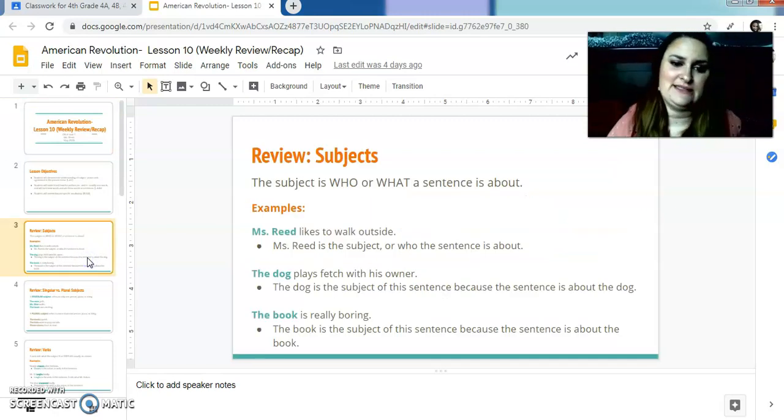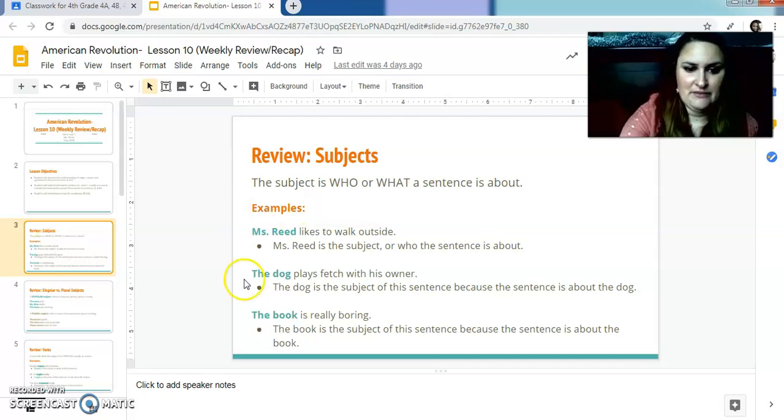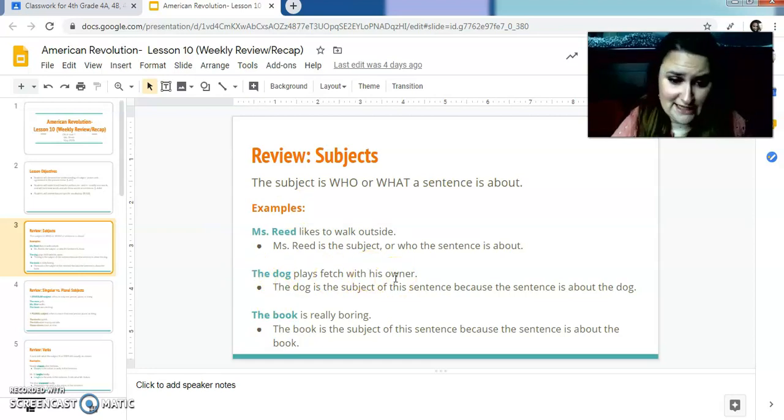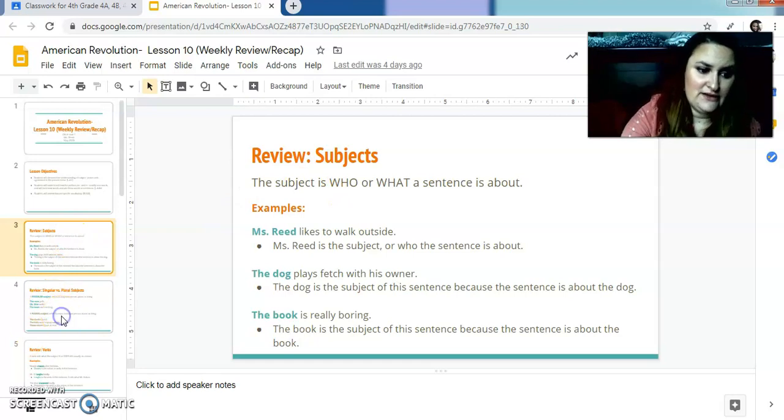Remember, subjects are the who or what a sentence is about. These are all different examples of different subjects in different sentences. Miss Reed, she's the who or what. The dog, the book. I want to point out this one too. The dog plays fetch with his owner. In this sentence, the dog is the subject because the dog is the who or what that is doing something. The owner is in that sentence and he's a noun, but don't get confused, because the owner is not the subject. He's not the person that's doing something or the main person or thing that the sentence is about. So the dog is actually the subject in that sentence.